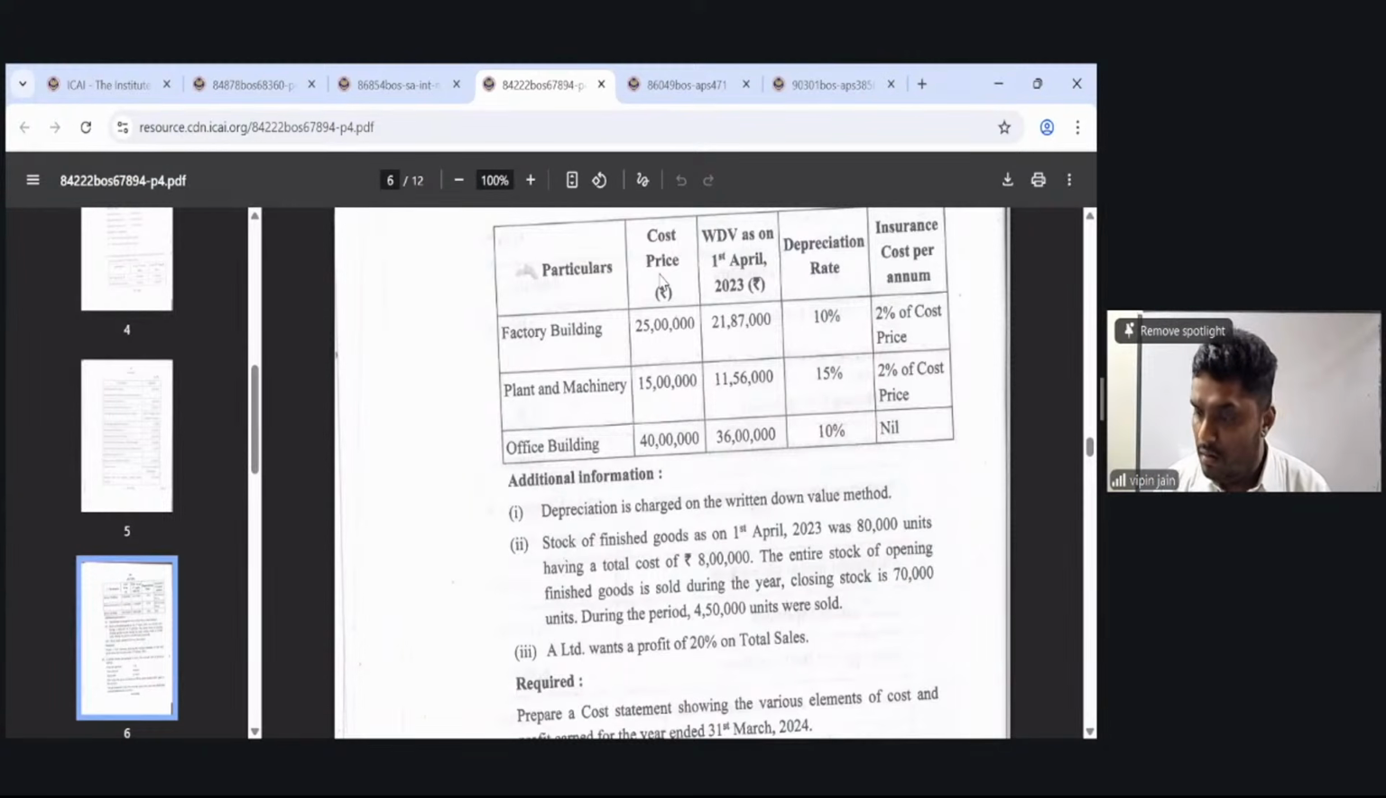So they are saying that WDV should be budgeted directly. It is a straight line method we are doing like this. What is the question saying, dear? Check in the additional information: depreciation is charged on written down value, not on cost. Okay, sir. Why is cost given, tell me Nisha. Sir, cost is given for straight line method. No, cost is given to calculate insurance cost.